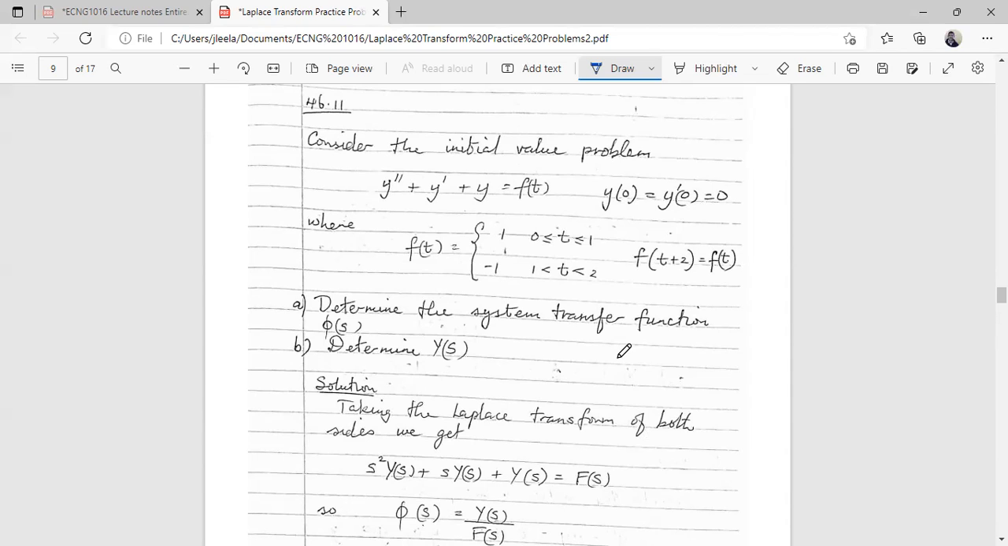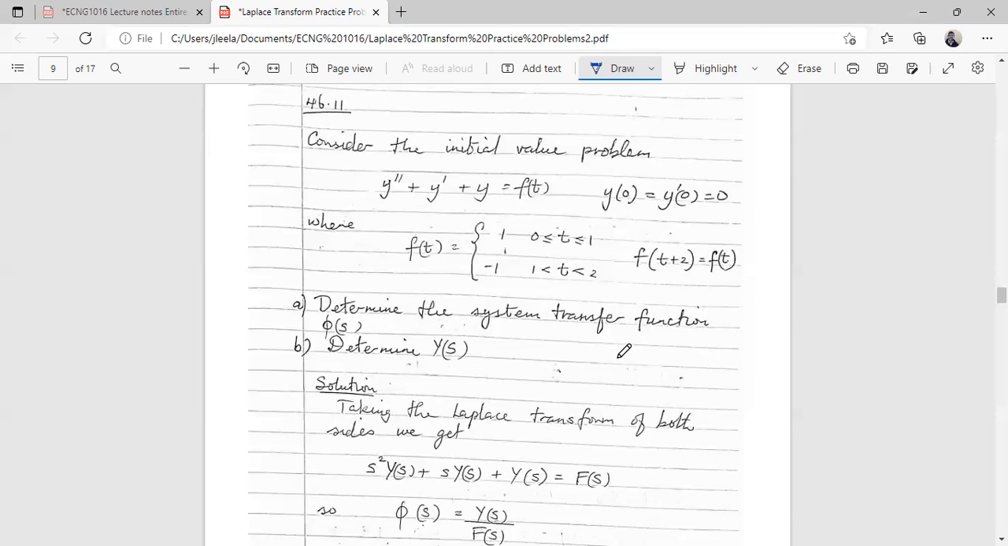And here now they're giving you f(t) as a periodic function with period 2, right? So it's defined to be 1 between 0 and 1, and between 1 and 2 it's defined to be minus 1. Right, so determine the system transfer function phi(s) and determine Y(s). So they just want the Laplace transform of y.